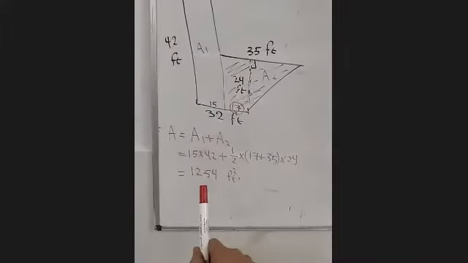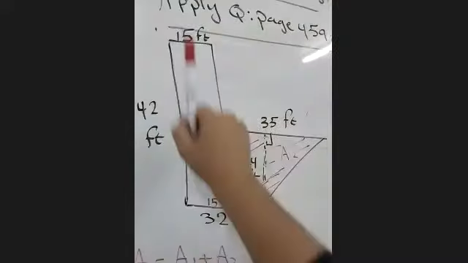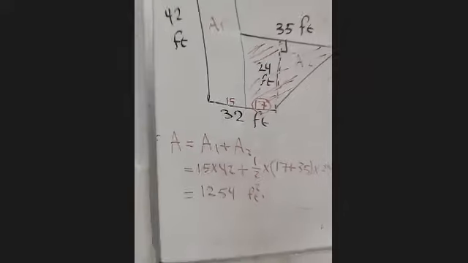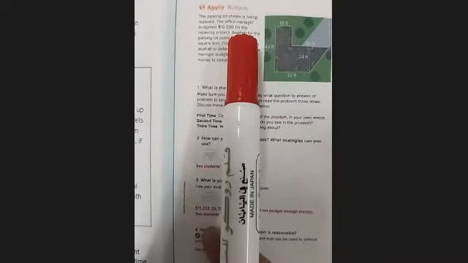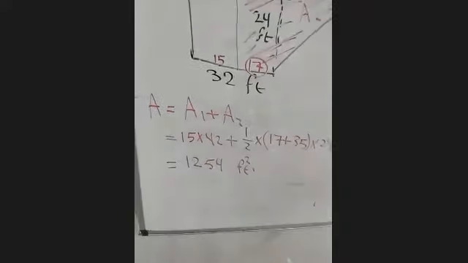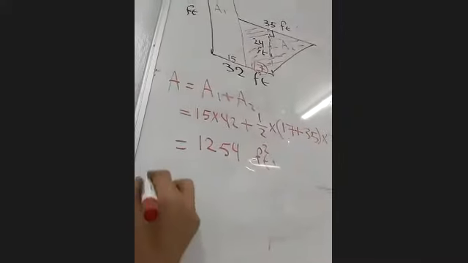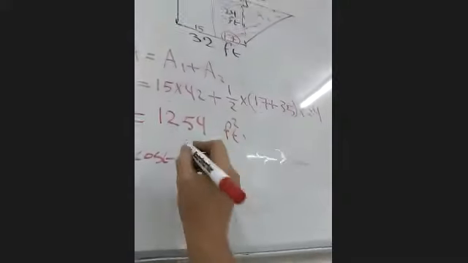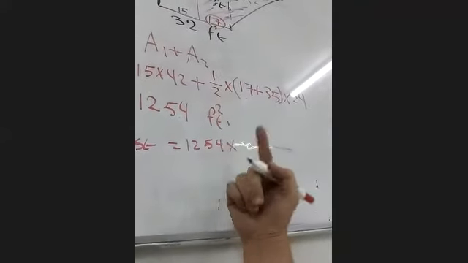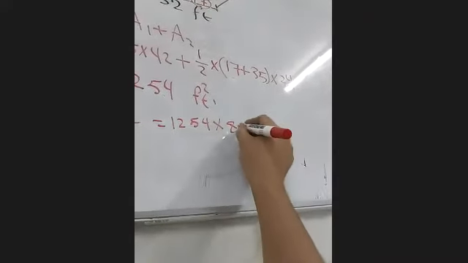Now this is the area of the whole figure, 1254 feet square. Let's go back and read the question again. The question said each square foot costs 8.95. So if each square foot costs 8.95, how much do 1254 square feet cost? We will multiply. The total cost of the asphalt for this area will be 1254 multiply the cost of each foot, 8.95, which is $11,223.03.